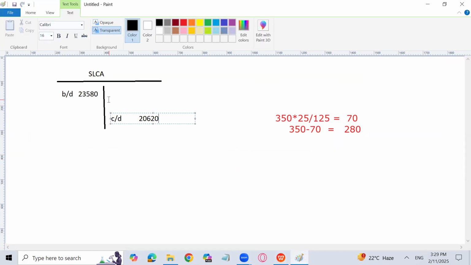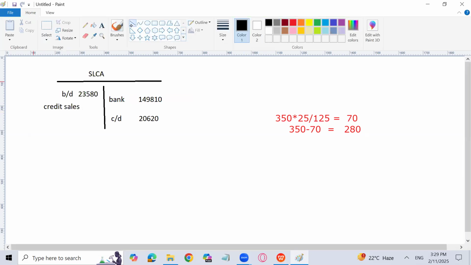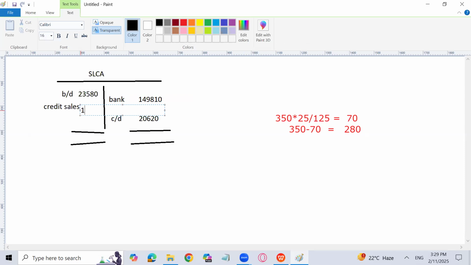I can write it over here with the name receipt from customers or with the name bank, one and the same thing. 149810. Sales return will also come on the credit side. Bad debts will also come on the credit side. Discount allowed will also come on the credit side. But unfortunately, they are not given in this question. So we'll find the credit sales. I will go for the total of the credit side, and the difference will be the amount of the credit sales. 146,850. So this is the amount of credit sales.